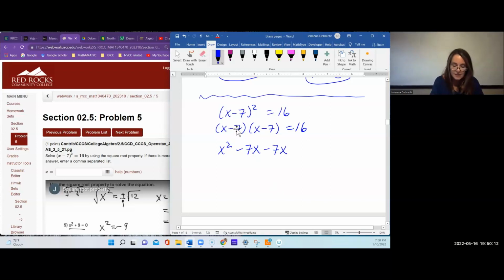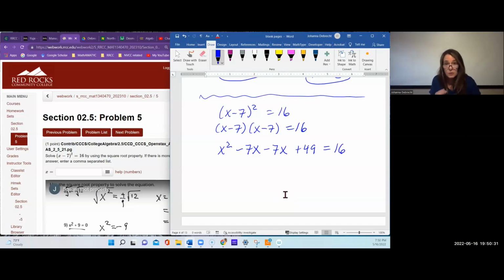Then I take the last term in each set of parentheses and multiply them. Negative 7 times negative 7 is a positive 49. Now, you might want to go ahead and factor, but that would be wrong. You've got a 16 on the right. Remember, it must equal 0 if you're going to try to solve by factoring.